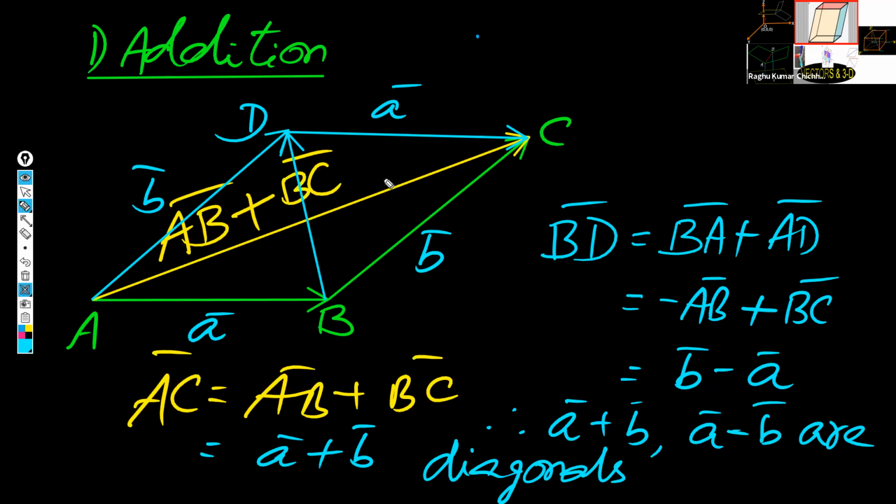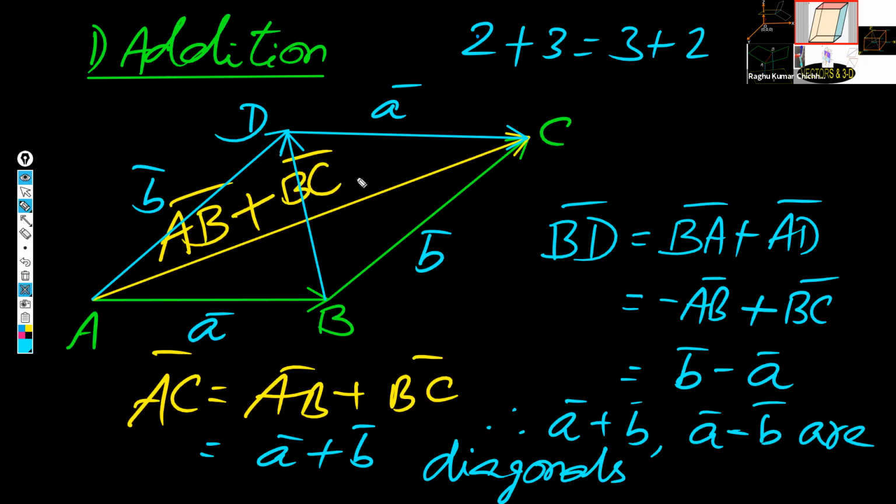Now, in the real number system, you can say 2 plus 3 is equal to 3 plus 2. That is, addition of real numbers is commutative. If you want to understand whether addition of two vectors is commutative or not, it can be proved through this one. I have taken the lower triangle ABC here, and I wrote AC bar as AB bar plus BC bar.